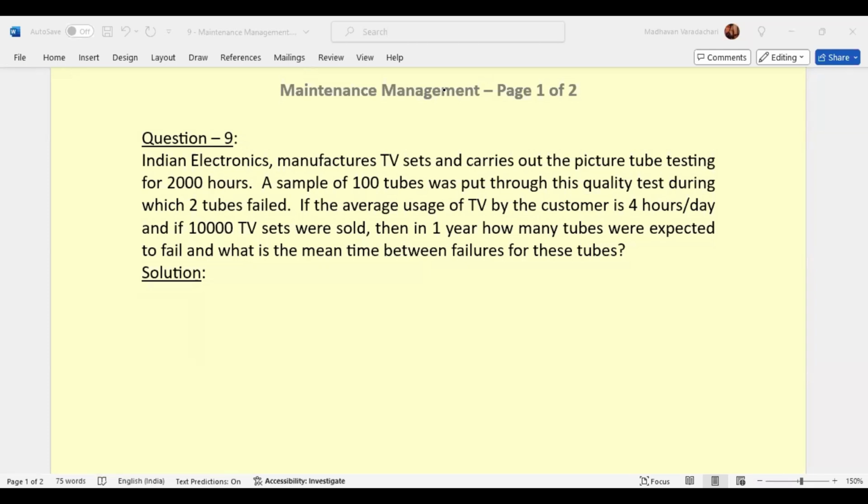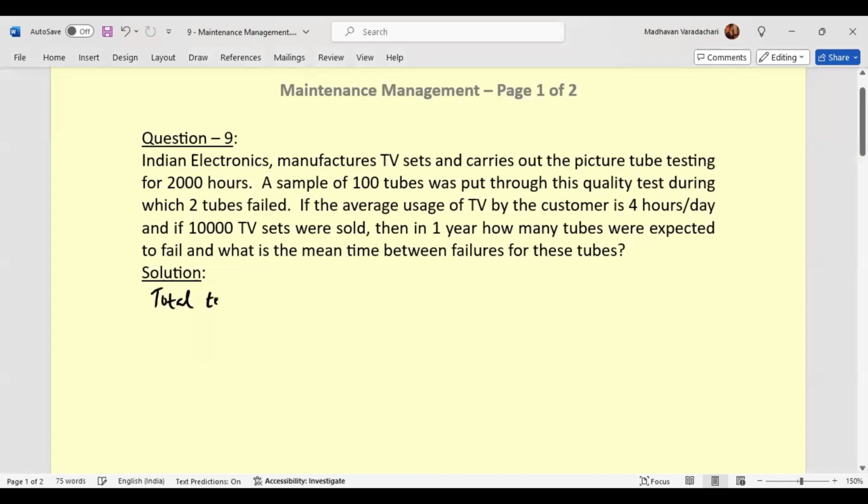Hello everyone. In continuation to our topic maintenance management, this is question number 9. Indian Electronics manufactures TV sets and carries out the picture tube testing for 2000 hours. A sample of 100 tubes was put through this quality test, during which 2 tubes failed. So from this we can say the total test time.